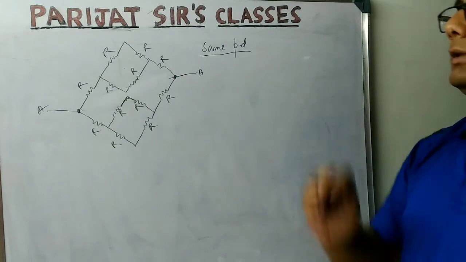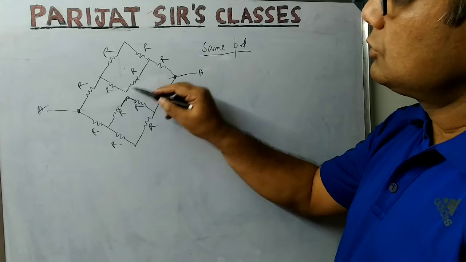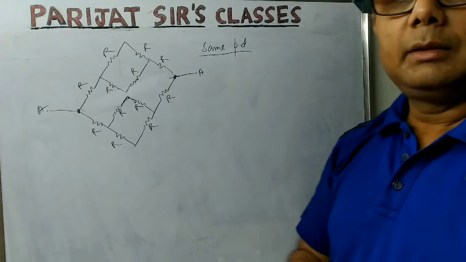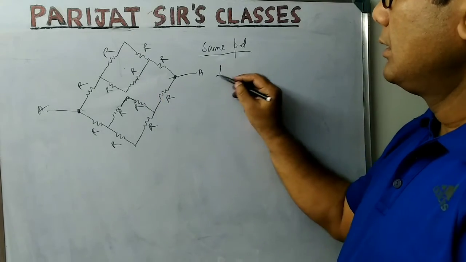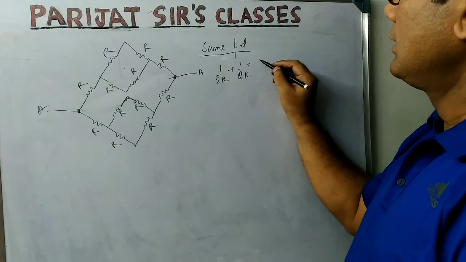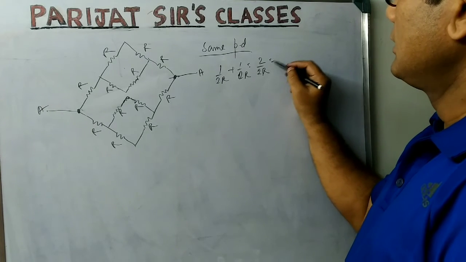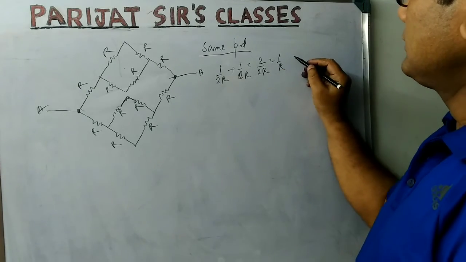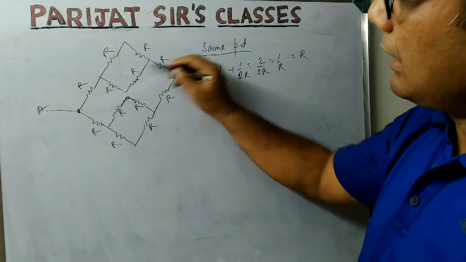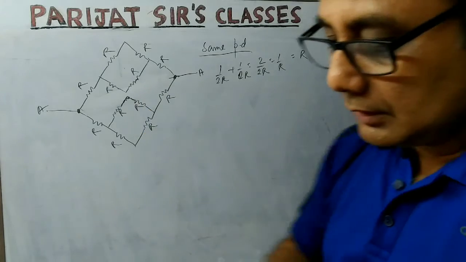So now the circuit becomes very simple. This is 2R, this is 2R. These 2R and 2R are in parallel. So 1 by 2R plus 1 by 2R is 2 by 2R, which is 1 by R. And if I reverse it, I will get R. That means instead of this it is R. Similarly, instead of this, it is also R.